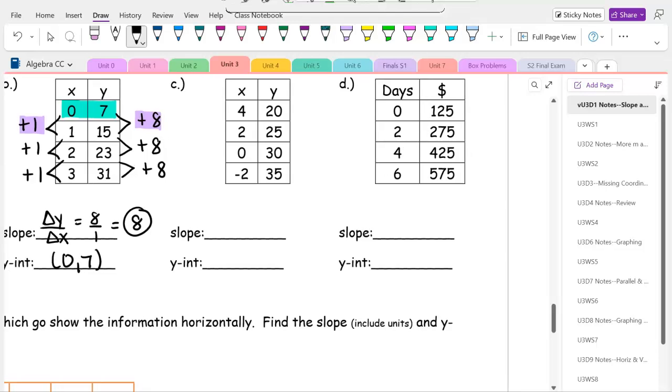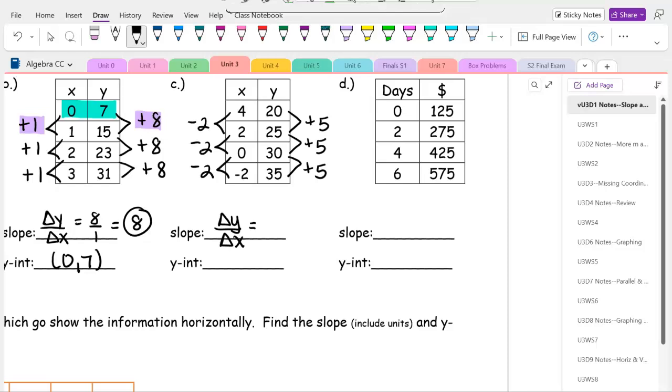All right, let's try it again. Slope, change in y over change in x. So this just means we're doing jumps. 20 to 25 is plus 5, plus 5, plus 5. On the left, these are each subtracting 2.